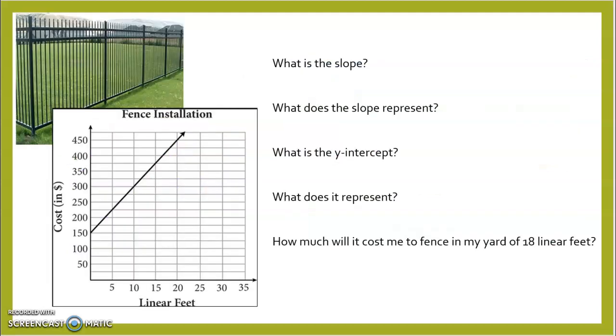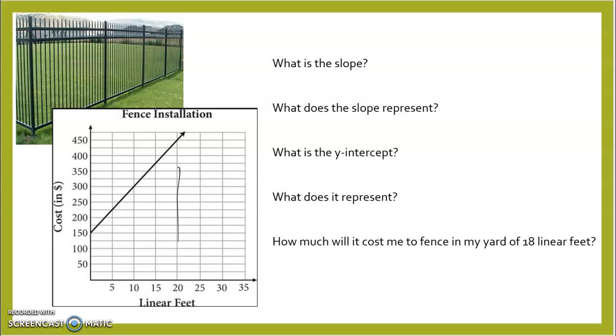So here's our first one. Fence installation. So the first thing we're going to ask ourselves is, what is this graph even showing? When you look at this, you see linear feet along the bottom and you see cost along the left-hand side. So the x value is the amount of feet of fencing, and the y value is how much that costs. So we can just look at it and say, if we have 10 feet, that's going to cost us $300. Fence installation companies actually have charts like this because it's super easy. Oh, and a customer is going to have 20 linear feet of fencing, that's going to be $450.